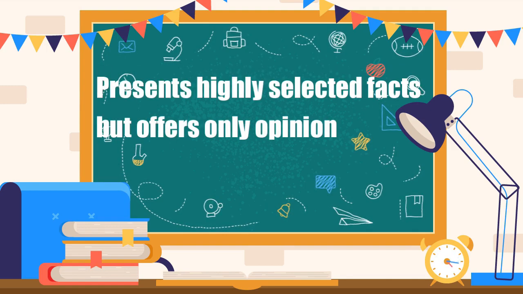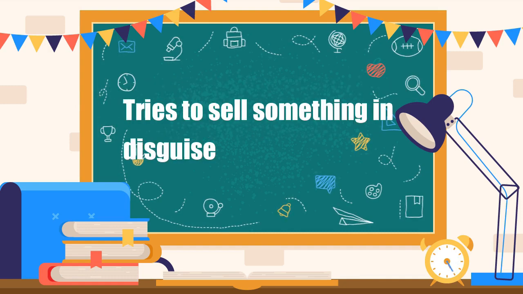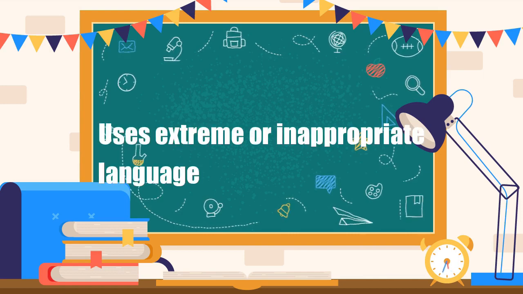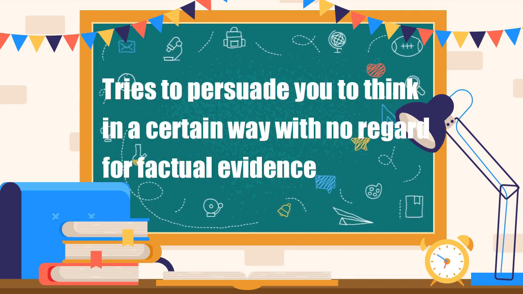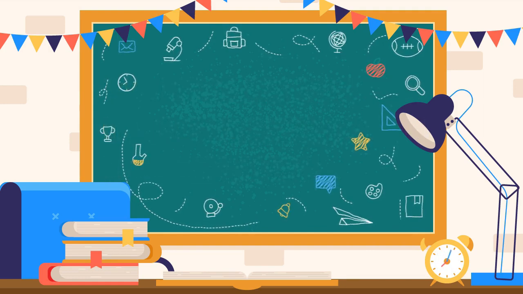Number 3. Presents highly selected facts but offers only opinion. Number 4. Tries to sell something in disguise. Number 5. Uses extreme or inappropriate language. Number 6. Tries to persuade you to think in a certain way with no regard for factual evidence.